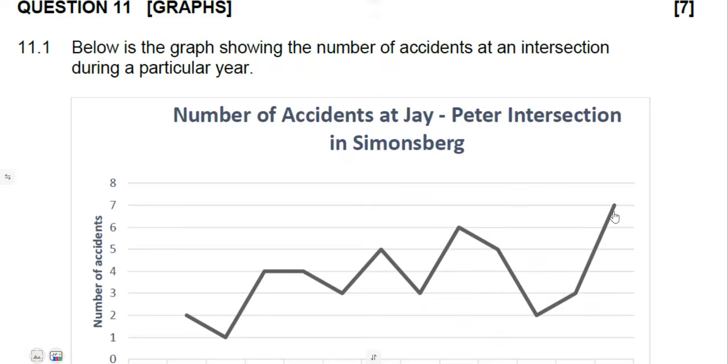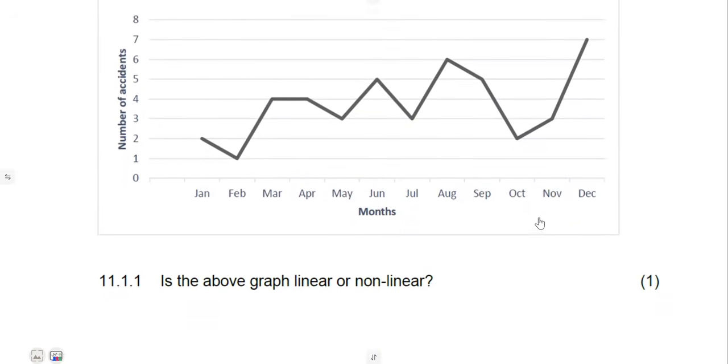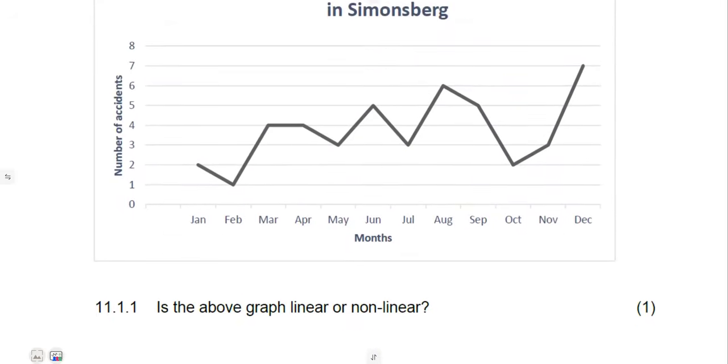Let's consider question 11. Below is the graph showing the number of accidents at an intersection during a particular year. So there are accidents that are happening, and that's the graph that you need to analyze. We are asked: is the above graph linear or non-linear? As you can see, guys, it's like a zigzag. It is non-linear that we are dealing with.